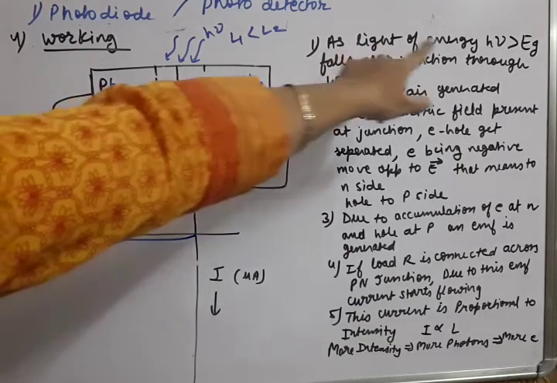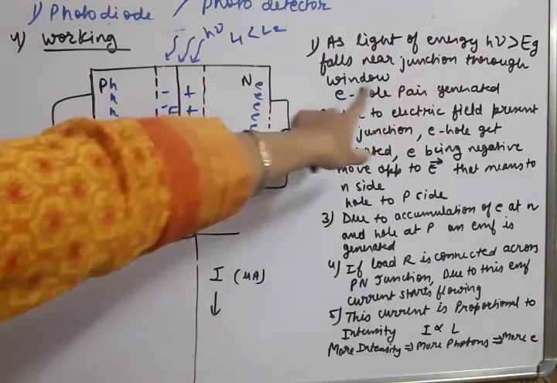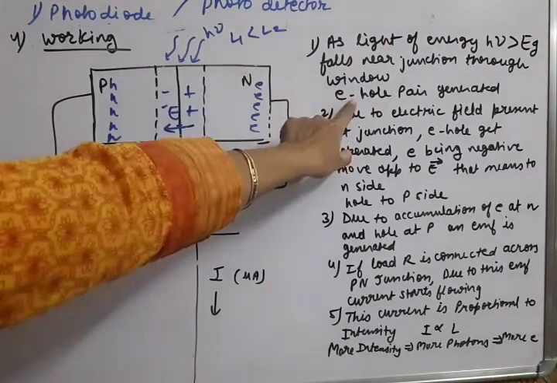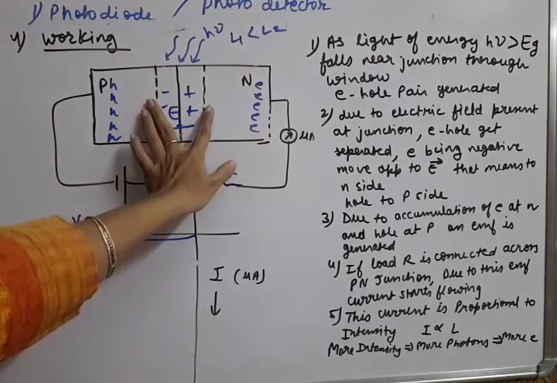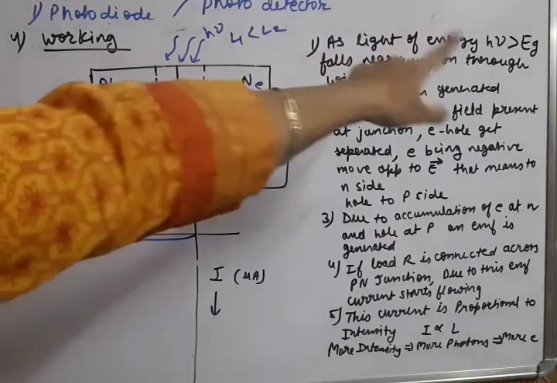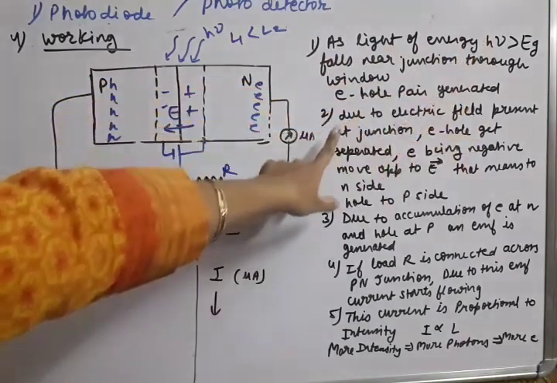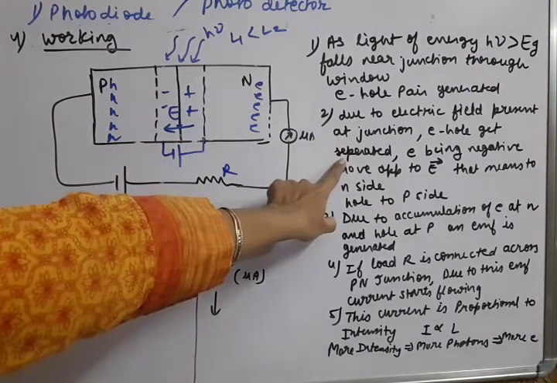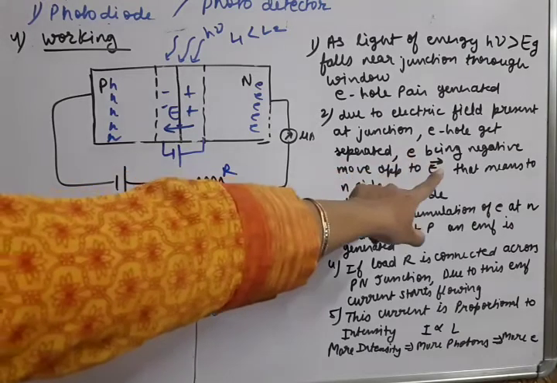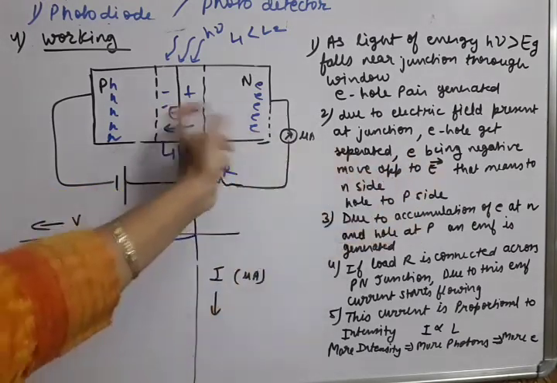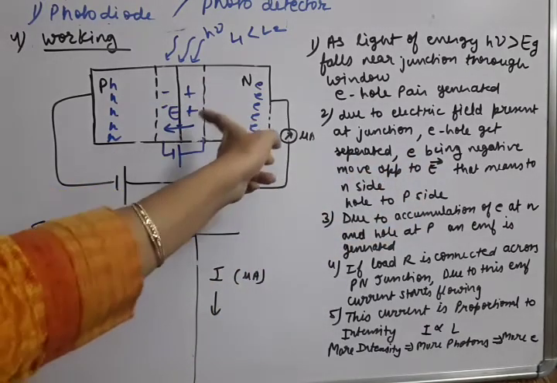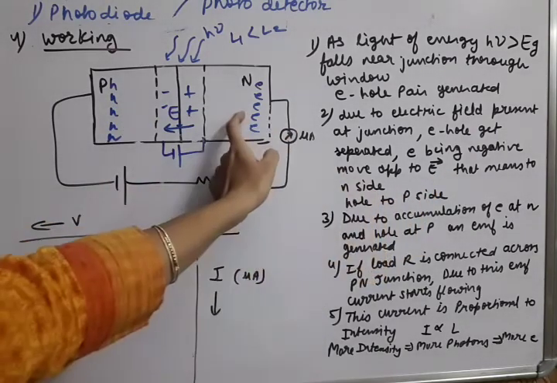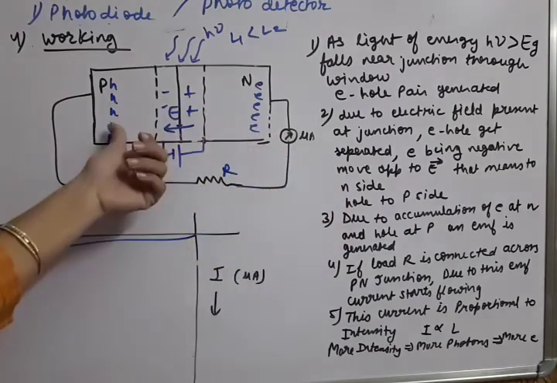As light of energy h nu greater than Eg falls near the junction through the window, electron hole pairs are created. So the condition is h nu should be greater than Eg, where Eg means band gap. Due to the electric field present at the junction, electrons and holes get separated. Electrons, being negative, move opposite to the electric field. The electric field is here, so electrons move here, that means to the N side, and holes to the P side.